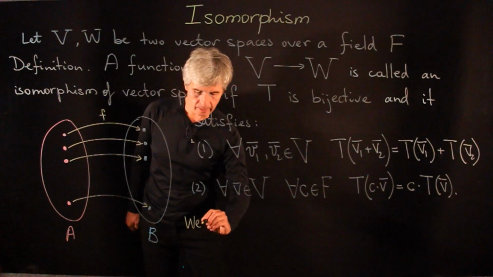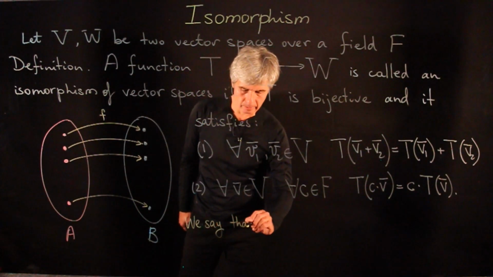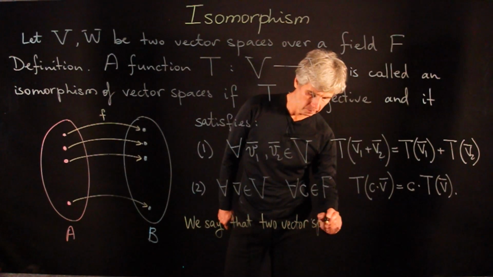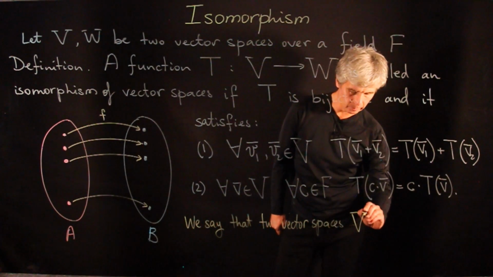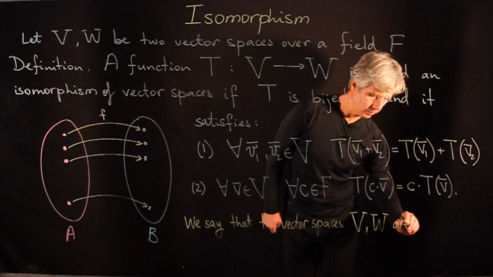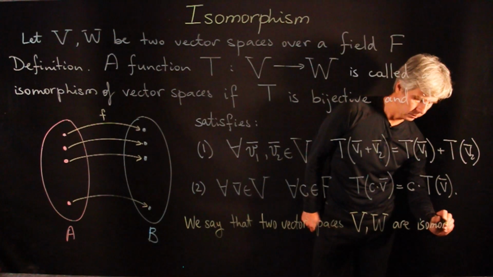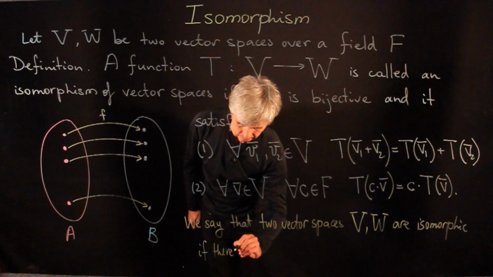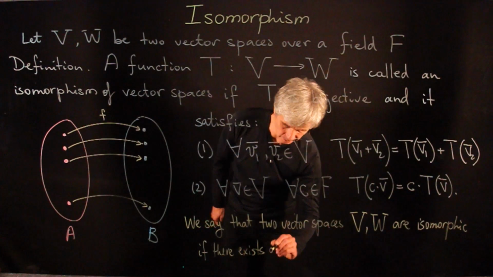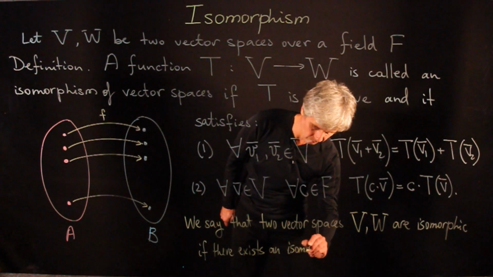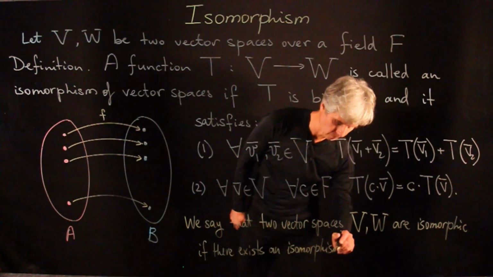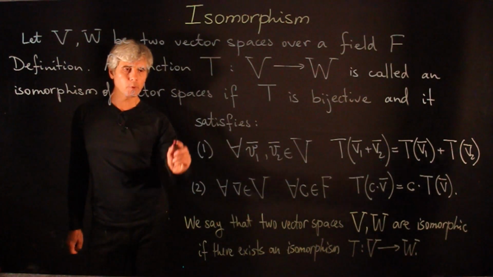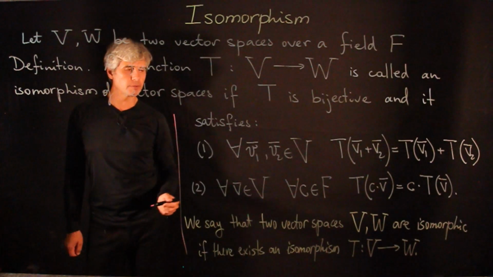And we say that two vector spaces V and W are isomorphic if there exists an isomorphism T from V to W. Now let us point out one consequence of this definition.